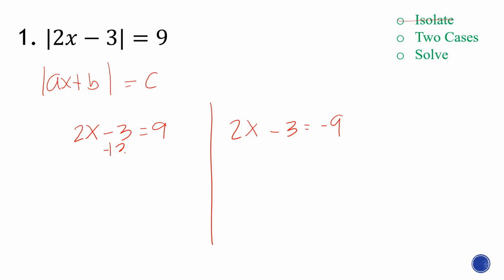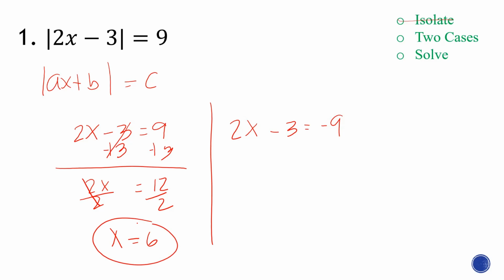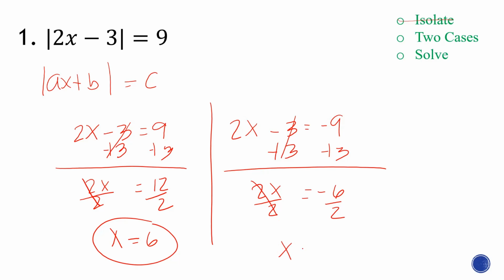Here, we add 3 on both sides. Cross that out. This will be equal to 12. So bring down 2x, divided by 2, divided by 2. So therefore, x equals 6. So this is one of the two solutions. The next would be plus 3 on both sides. Cross that out. This will be equal to negative 6, right? And then divided by 2, divided by 2. Therefore, x equals negative 3.